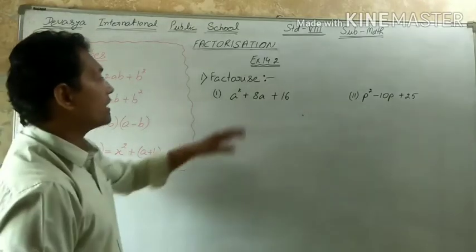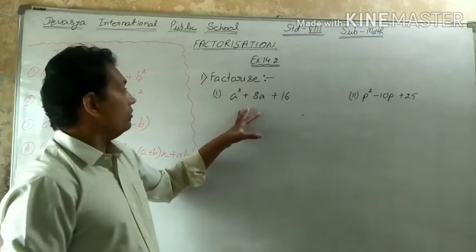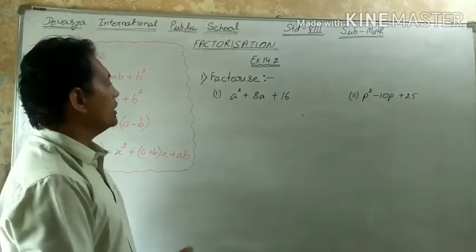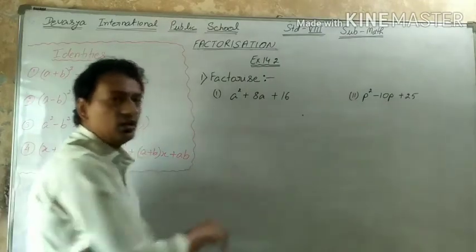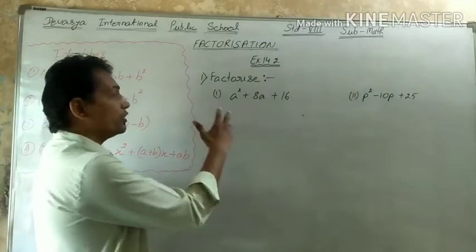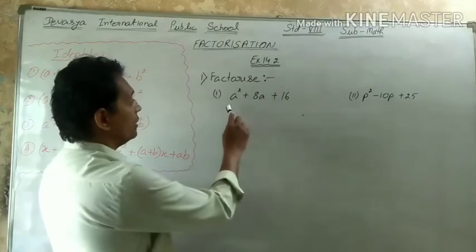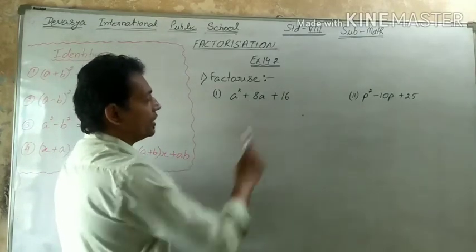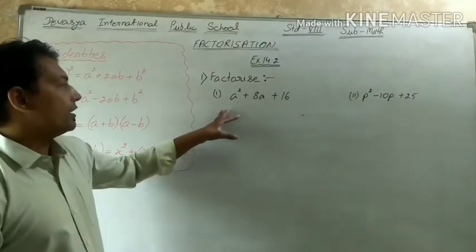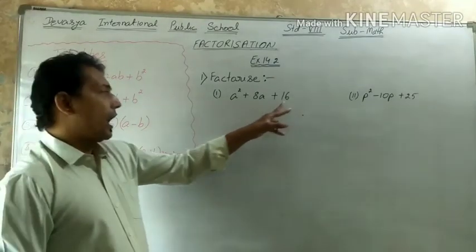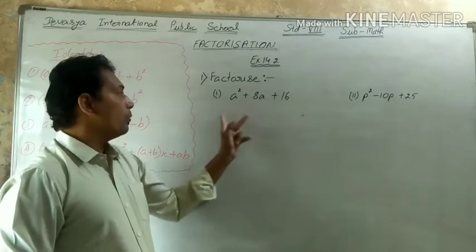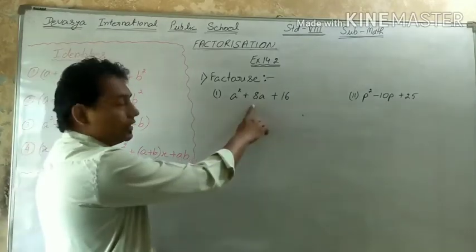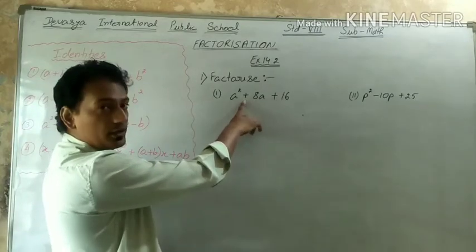So we will start with factorization exercise 14.2, question number 1, Roman number 1. Now see, whenever we need to factorize any expression, first we need to observe that expression, right? This is a square plus 8a plus 16. Clearly we can see that the first term and the last term, that is the third term, are both perfect squares, and the middle term has a plus sign.